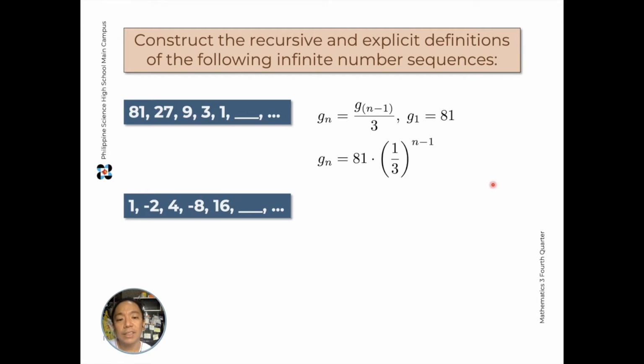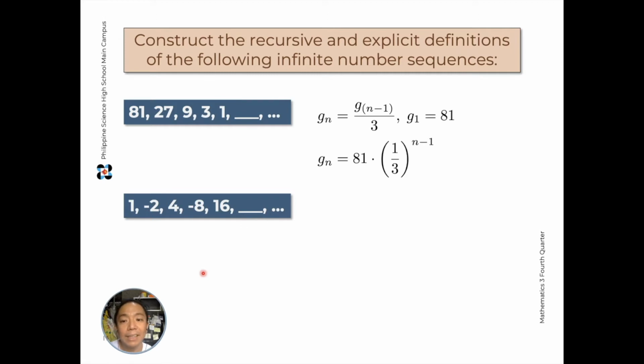For our second sequence, pause tayo ulit. Try nyo uling hanapin yung explicit and recursive definitions. So, let's compare our answers. Tignan natin kung ano ba yung nangyayari. 1, papuntang negative 2, magiging 4, magiging negative 8, magiging 16. So, nag-alternate positive, negative, pero lumalaki. At in fact, nag-multiply tayo ng negative 2. So, ang next term natin ay negative 32.